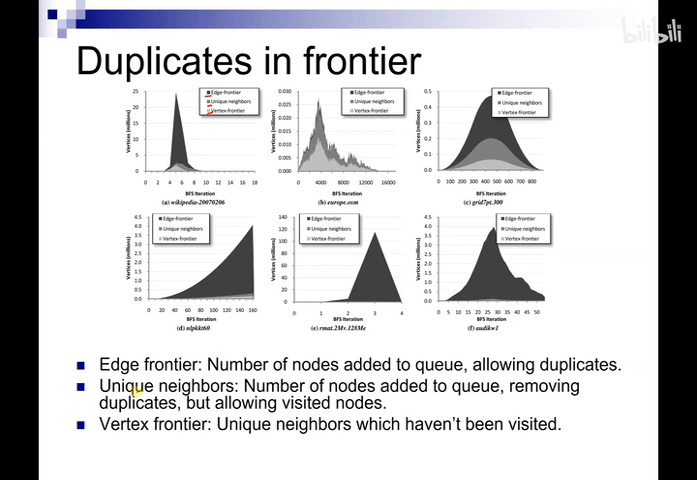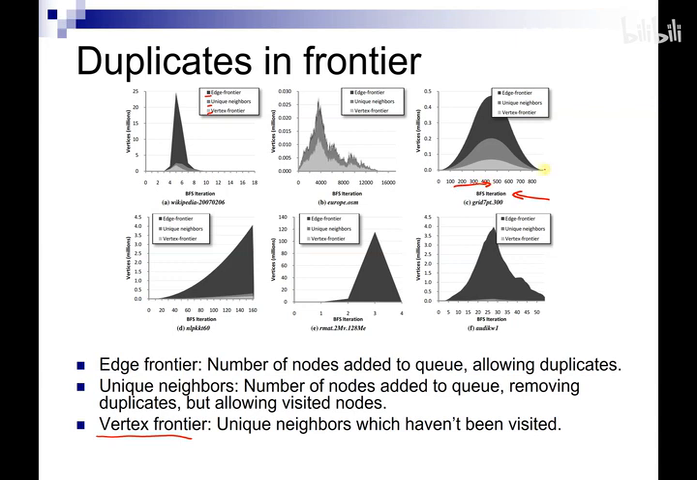So next, they looked at unique neighbors, which is that you get rid of duplicates, but you allow visited nodes. Okay, then how many nodes would you have? And finally, what you actually want is this thing called the vertex frontier, which is that you don't want any duplicate neighbors, and then you also don't want any visited nodes. Okay, so this is what you actually want. And now, if you look at different graphs, let's maybe look at this graph. It's the clearest one. Okay, so we're going to look at different iterations of the BFS.